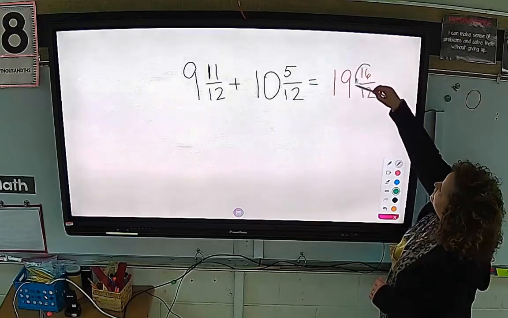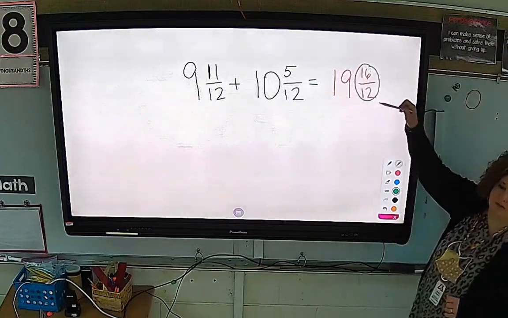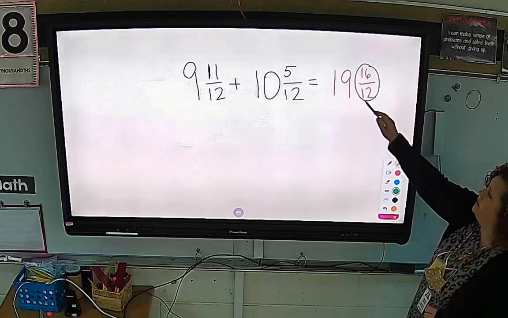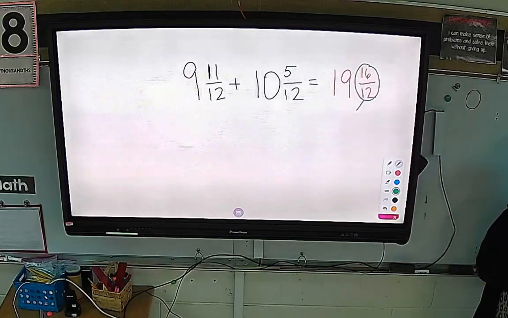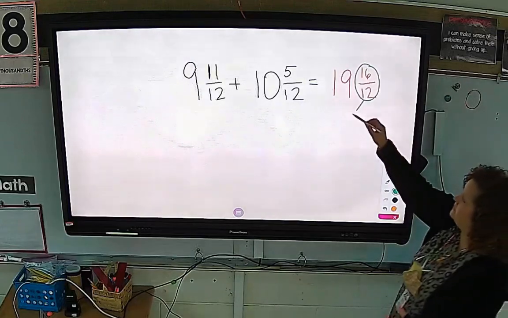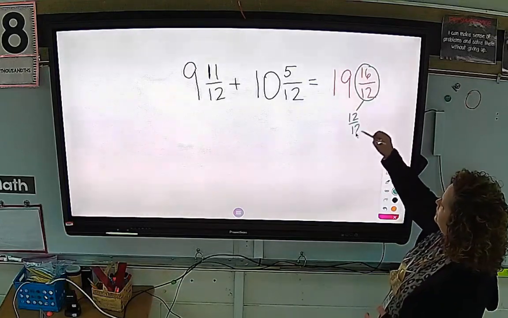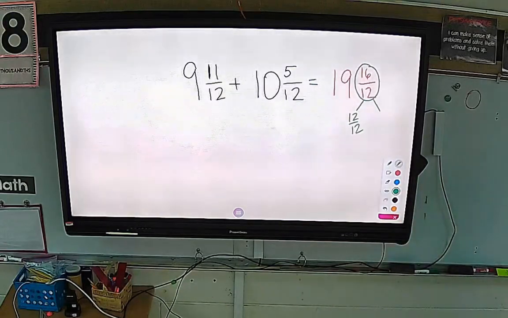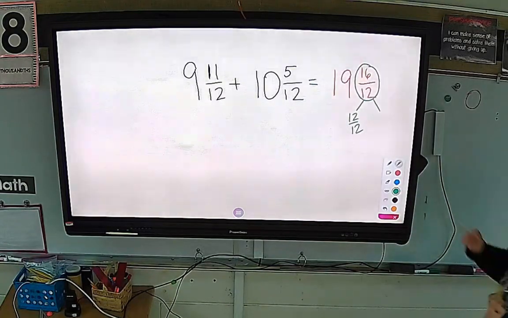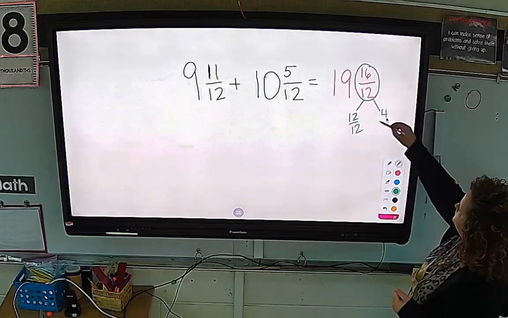Okay, you recognize that this is improper right here, so we've got to make a number bond with it. We're going to pull out, how many of those 12s are we going to pull out to make one whole? 12 12s. How many are left over after we pull the 12 out? 4 are left over.